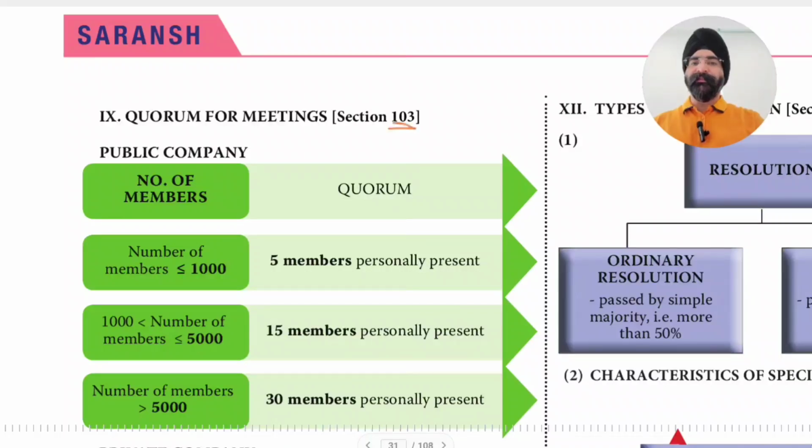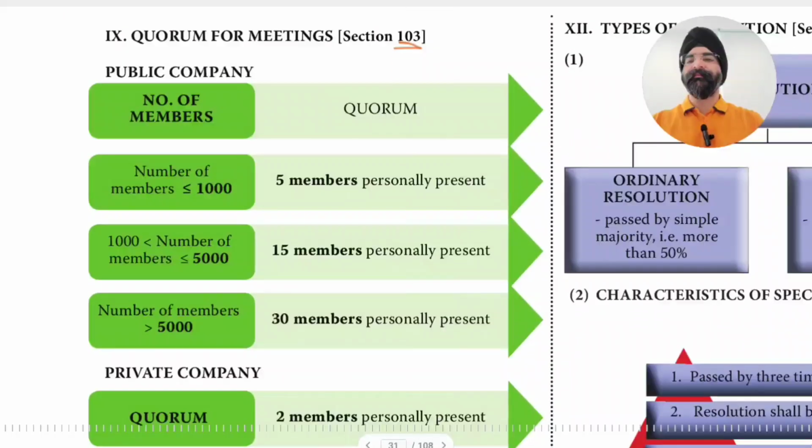Quorum for meeting, section 103. This relates to general meetings. So quorum, public company. In case of a public company, quorum will depend on the number of members. If the number of members is less than or equal to 1000, then at least 5 members personally present shall form the quorum. If 5 members are not personally present, then the meeting will not start.